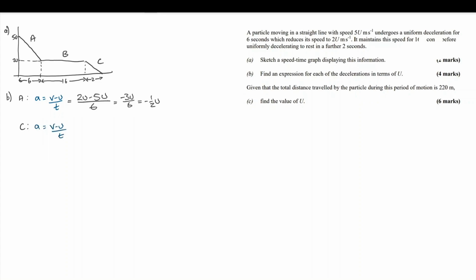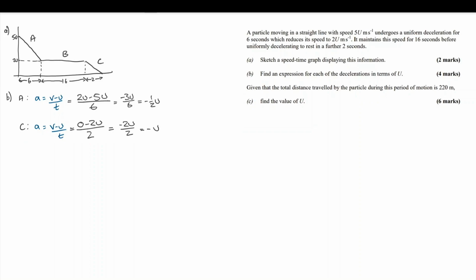The other time that we had some deceleration is part C of the journey. And in part C, we can do the same formula, and we'll get 0 minus 2u over 2, which equals negative 2u over 2. So the acceleration is negative u. The next part of the question, we're told that the total distance traveled by the particle during this period of motion is 220 meters. We must now find u.